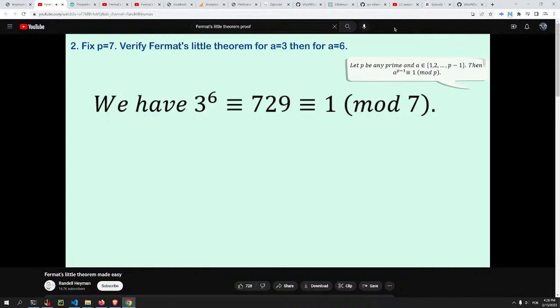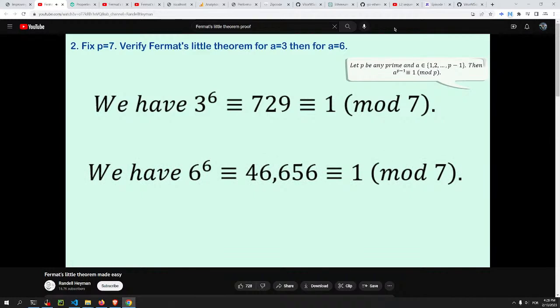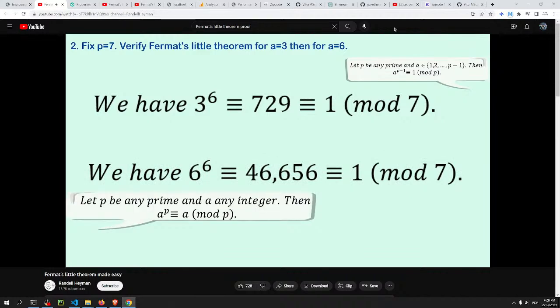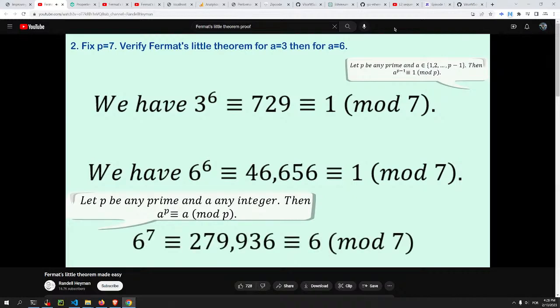And if we want to do it then for a equals 6, we just repeat it. 6 to the 6 is congruent to 46,656. And once again, if we divide that number by 7, we get a remainder of 1. Now, if you were using, for example, that first definition from Wikipedia, that you get a to the p is congruent to a mod p, then you'd say 6 to the 7 is congruent to 279,936, which is congruent to 6 mod 7. Okay, so you might get this sort of idea.